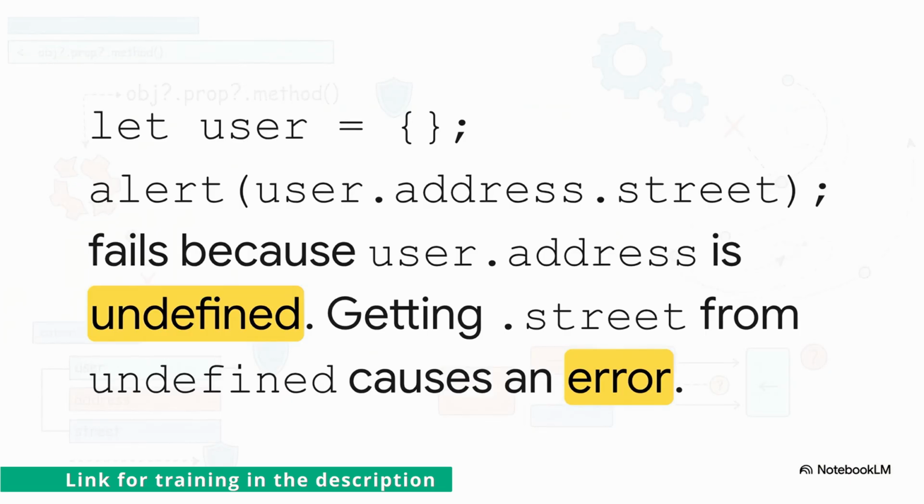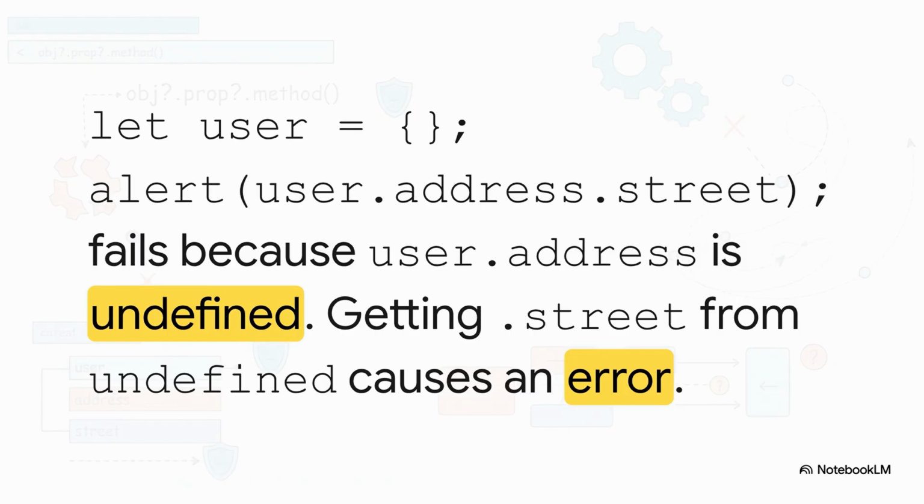So check out this super simple scenario. We have a user object, right? But it's totally empty. When we try to get user.address.street, JavaScript first looks for user.address. It doesn't find it, so it gets back undefined. Then it tries to find the .street property on undefined. And, well, you just can't do that.